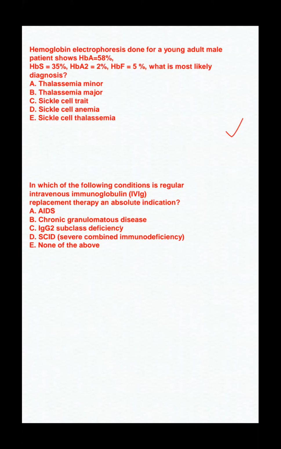Ma'am, it's not sickle cell anemia. It's not sickle cell trait. Why not trait? Because HbS is 35%, then A2 and F, so HbS is higher. Thalassemia minor is excluded, as the HbA value is lower, right? Yes, ma'am. For the trait, the HbS percentage is 35%. Okay, but it is not sickle cell anemia or sickle cell thalassemia. Yes, ma'am. I'll discuss this percentage later.